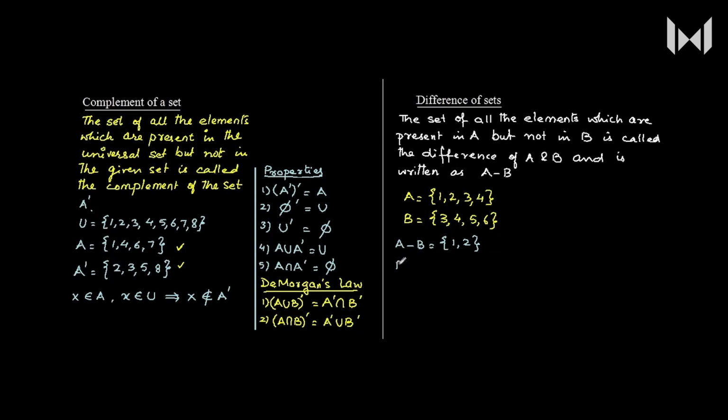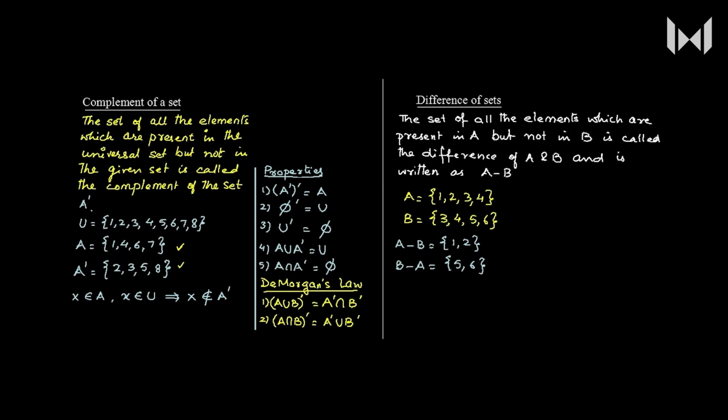And in a similar way, B minus A. So in this case, we shall write all the elements that are left in B after removing the common elements of A and B. So removing 3 and 4 from B, we are left with 5, 6. This is what we call as the difference of two sets.